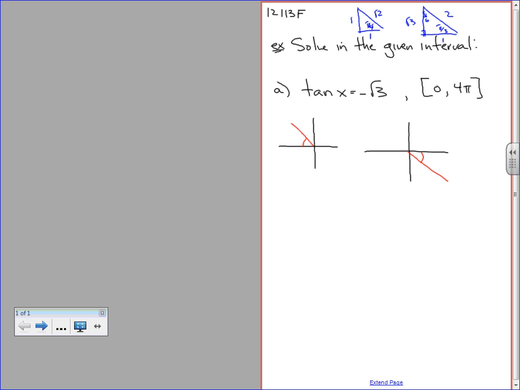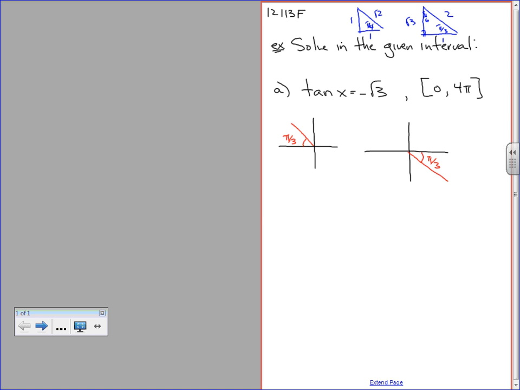So which angle would give me a tangent ratio of √3 or √3 over 1? Pi over 3. Good. Okay, so here's pi over 3. The opposite side is √3. The adjacent side is 1, which is √3 over 1, which is √3. So I put my pi over 3 into my related angle spot.